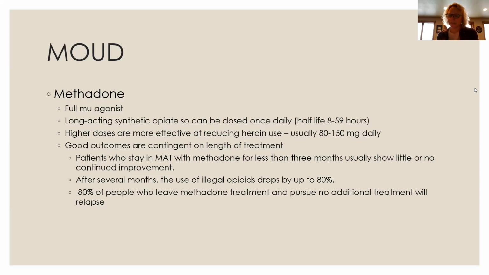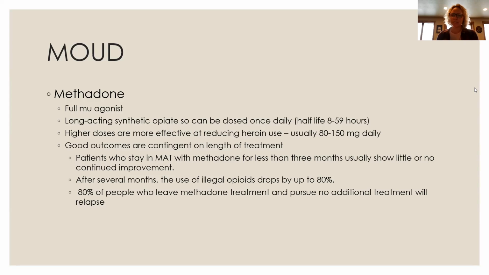Higher doses are most effective at reducing heroin use, so usually 80 to 150 milligrams. Now, I have people that are stable on 25 milligrams, and I have people that are stable on 290 milligrams. Of course, we don't start there, right? There's a lot of rules that go along with methadone, which is why it has to be out of an OTP. So good outcomes are contingent on length of treatment, as they are with everything in medicine, right?